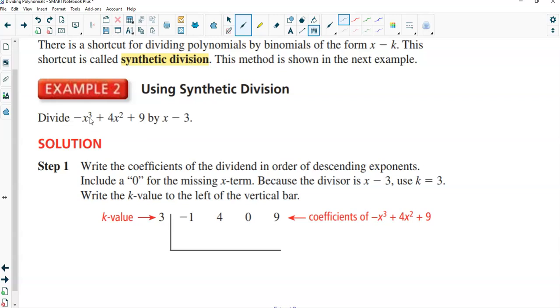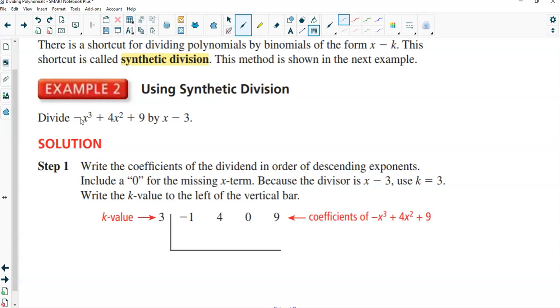Divide negative x cubed plus 4x squared plus 9 by x minus 3. Now, it says write the coefficients of the dividend in order of descending exponents. So notice you have the 3rd and 2nd powers, but you're missing the linear term for x. You see how there's no x to the first power, so you need to put 0x to the first power, and then the x to the 0 power.